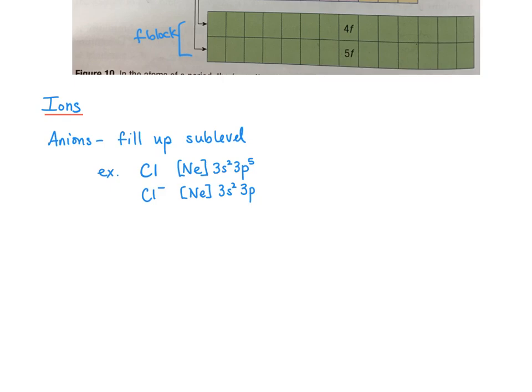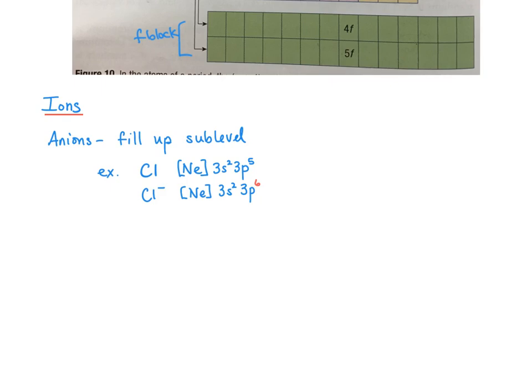So first, ions. What if we need to write a configuration for an anion, a negative ion? Well, you fill up the sublevel. So we know atoms gain electrons to become stable and form negative ions. Here's the chlorine atom, shorthand electron configuration of neon 3s2 3p5. So you notice that 3p5 is not full, so let's fill it up. So that becomes a 6. And so we have 1 electron gained, and that's the -1 charge on the chloride ion.